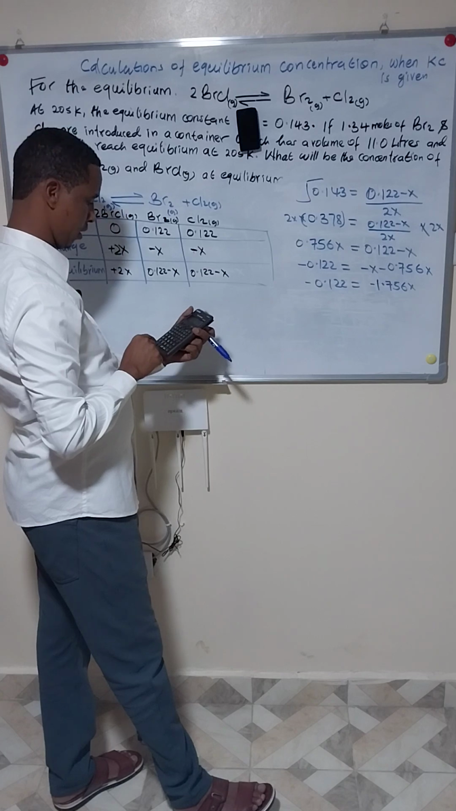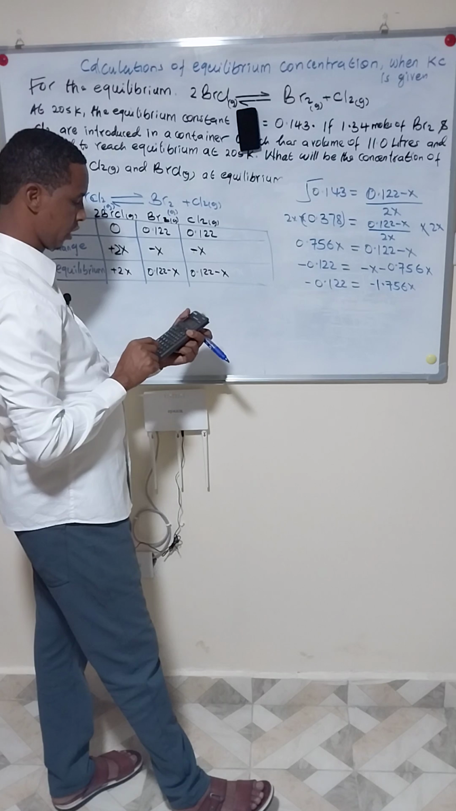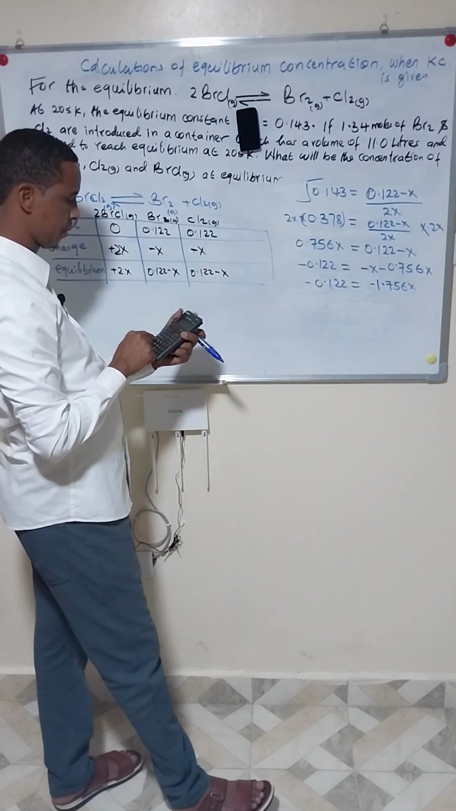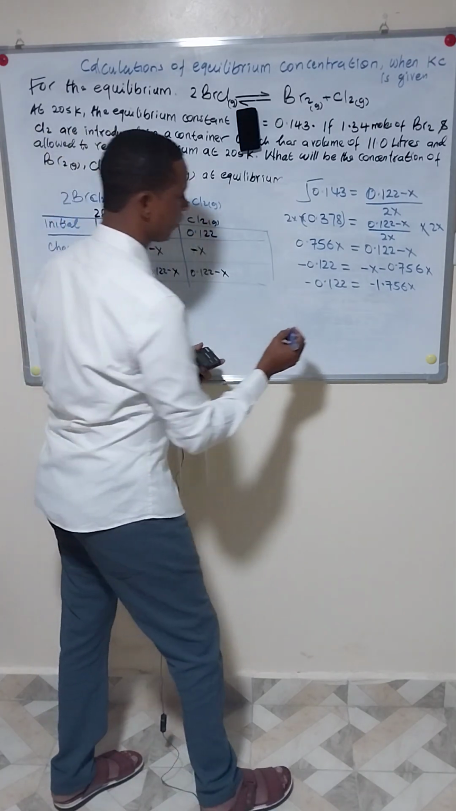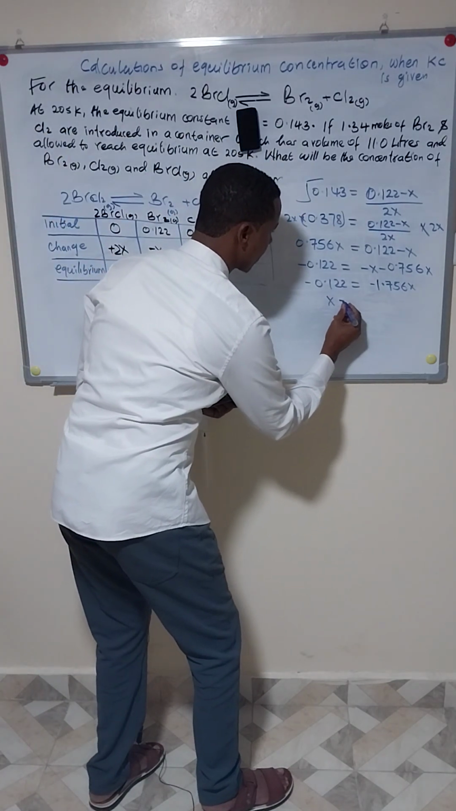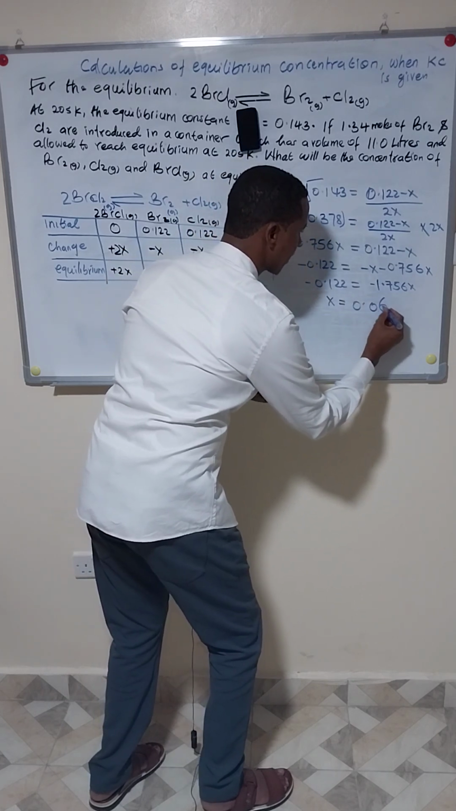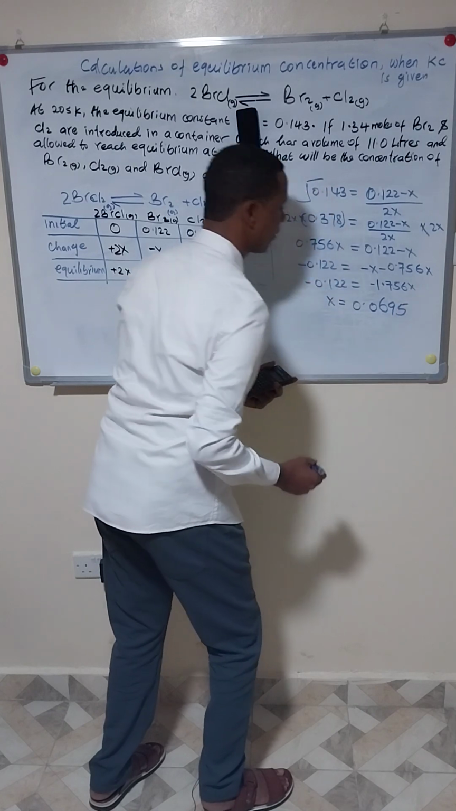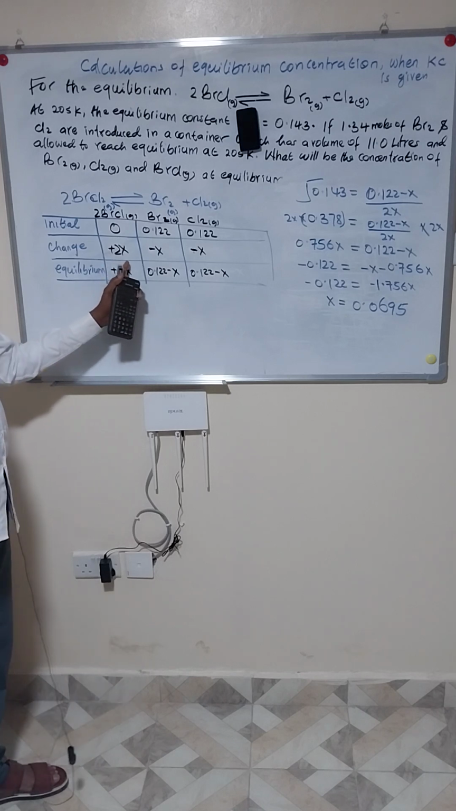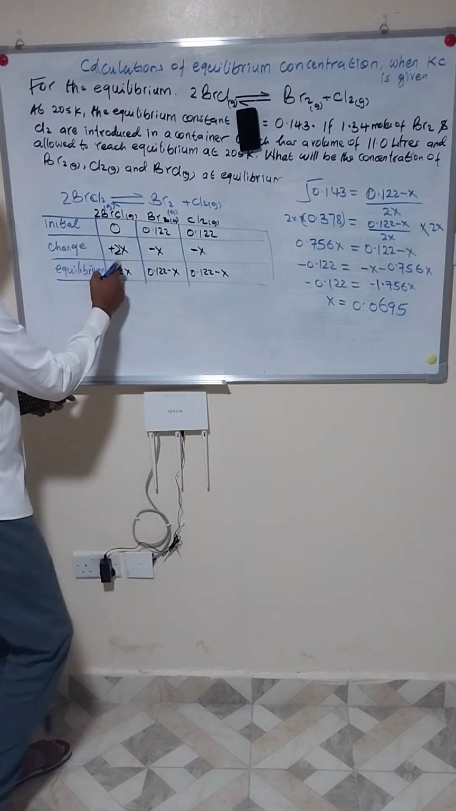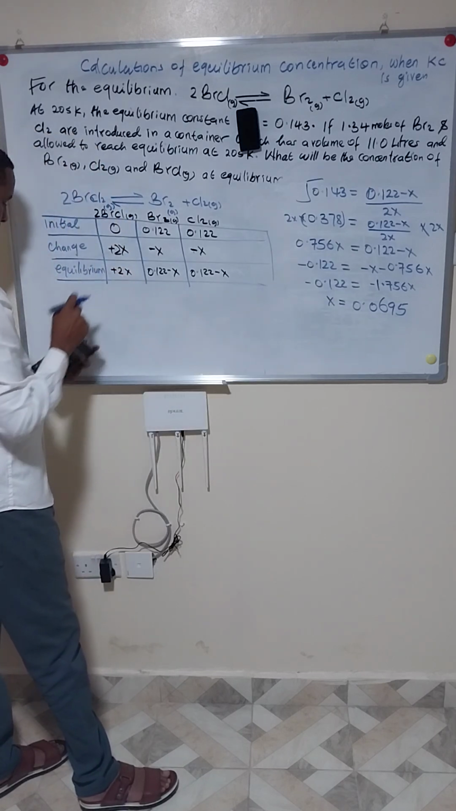So let us divide that. Negative 0.122 divided by negative 1.756, that is equal to, so x is equal to 0.0695. So now we have got the value of x. So we will substitute x in this area. So we have plus 2x, so we multiply 2 times the value of x.